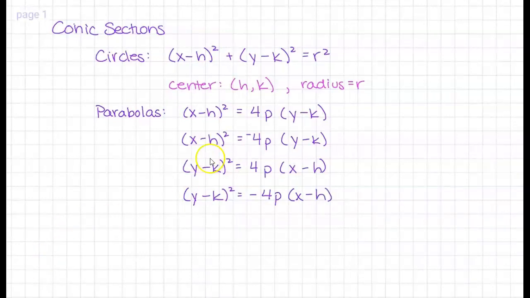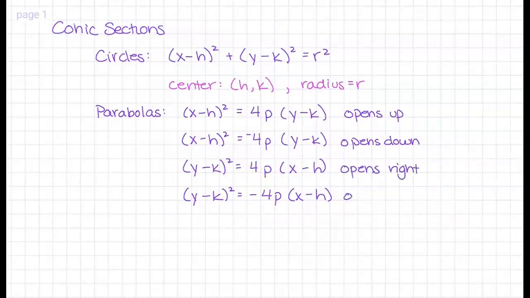And remember, when the x is squared, it's easy to remember because that's what you learned last year in Integrated Math 2: when the x is squared, it's opening up or down. When it's positive, it's opening up. When it's negative, it is opening down. So we know this one opens up, and this one opens down. And when the y is squared, it opens left or right. If it's positive, it's to the right, and if it's negative, it's to the left. So this opens right, and this opens left.